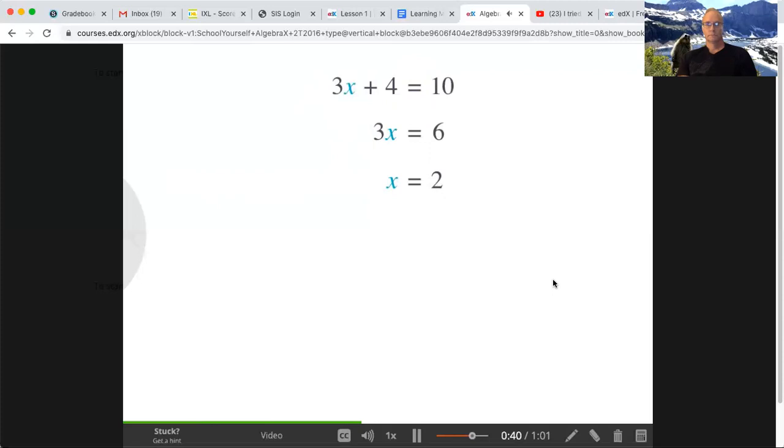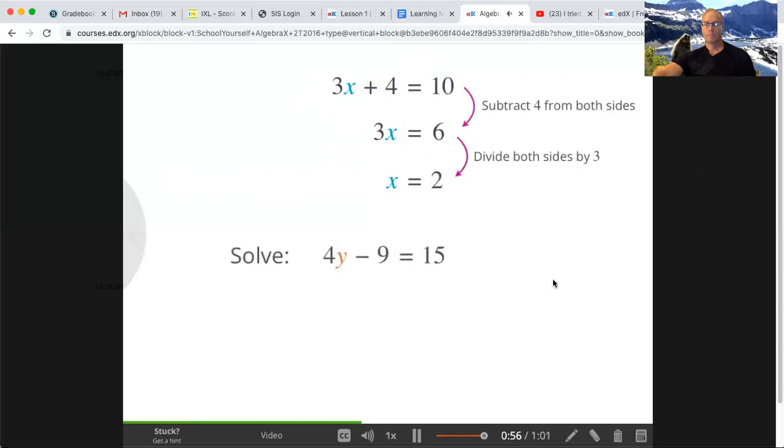How did we get that? We simplified step by step. First, we subtracted 4 from both sides to get rid of this 4 over here. Then we divided both sides by 3 to solve for x. Try using this step-by-step approach on another equation.